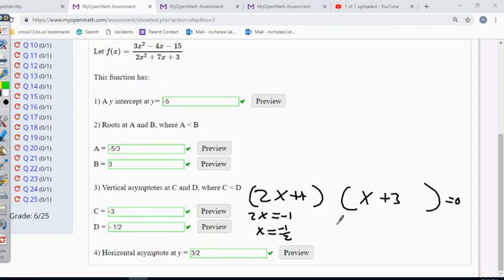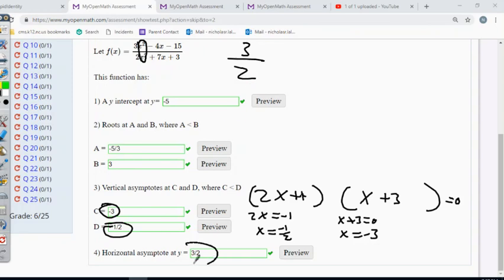And x plus 3 is equal to 0. X is equal to negative 3. So x is equal to negative 1/2 and x is equal to negative 3. Negative 3 is the smaller value, so that comes first. The horizontal asymptote is at 3/2. That's because our degree is the same for our highest degree term, so we use the leading coefficient. So we have a leading coefficient of 3 over 2, and that is our horizontal asymptote.